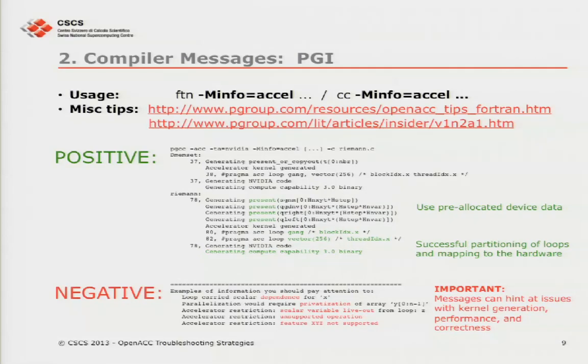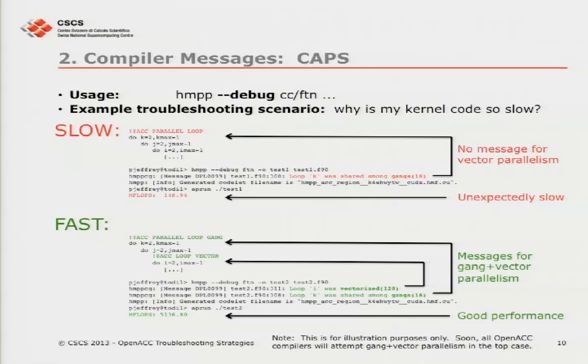In terms of some of the more negative messages you can run into, things like dependencies, things requiring privatization, situations specific to the accelerator, unsupported operations, certain features not supported. So pay attention to your compiler messages because they're critical when you're dealing with directives. In terms of CAPS, you can add this flag here that actually dumps out a bunch of information.